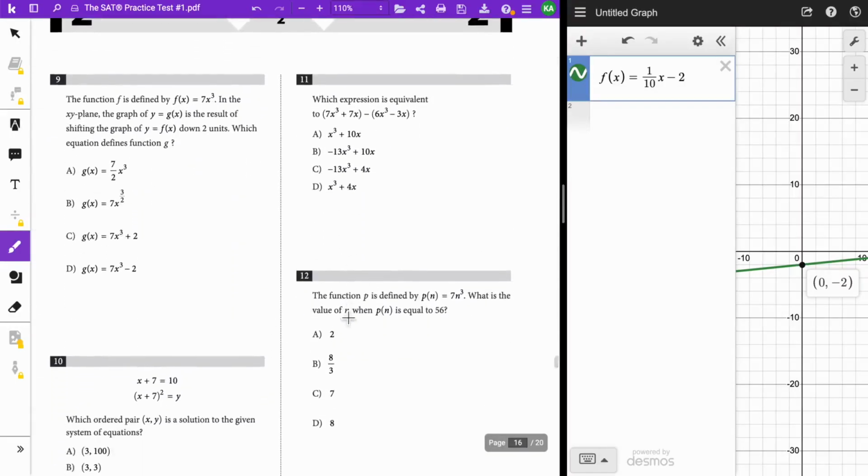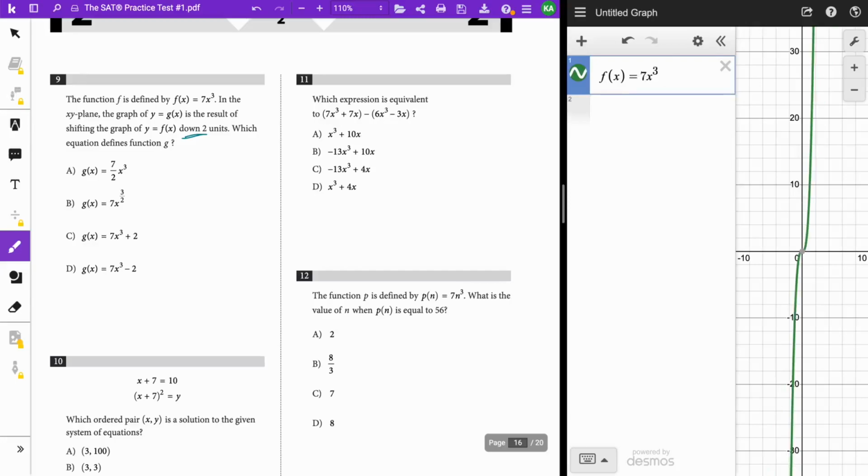About number 9. The function f is 7x cubed. They say that g of x is the result of shifting f of x down 2. Which equation defines g? Okay, so a couple ways that we could do it. We could first type in f of x into Desmos the way that we see it, 7x cubed, and they want g to be a shift of down 2. So the easy way is just to recognize that a shift of down 2 would just be to put -2 at the end, so D is going to be the answer.